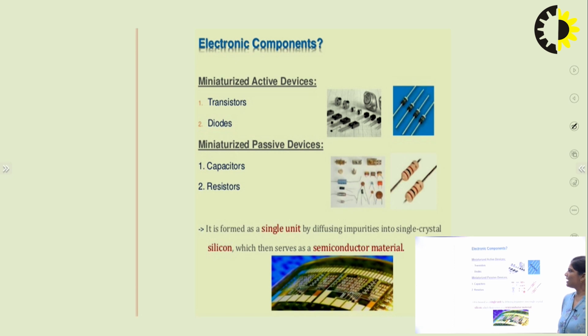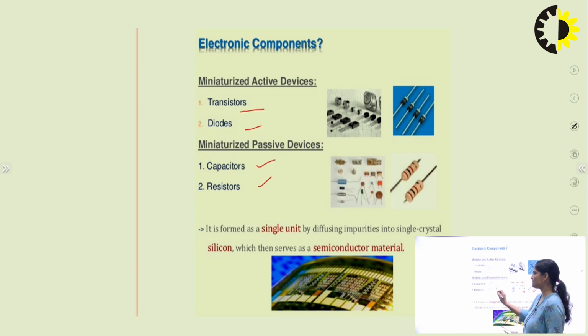Now I will discuss this. Electronic components are of two types, that are active devices and passive devices. Active devices are transistors, diodes, etc. and passive devices are capacitors, resistors, etc. Now it is formed as a single unit by diffusing impurities into single crystal silicon, which then serves as a semiconductor material.